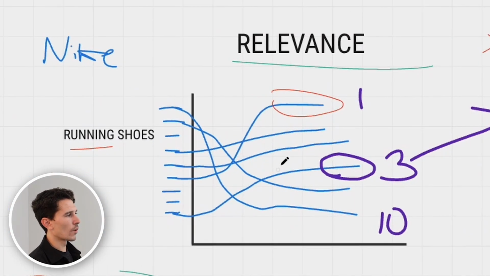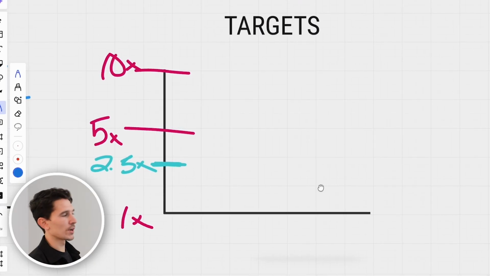The real question here is, where is the baseline for running shoes? Where does that baseline play? So two things happen when you set your targets to different locations. If you set your targets really, really low, Google's able to cast a really wide net. They can say, forget just running shoes.